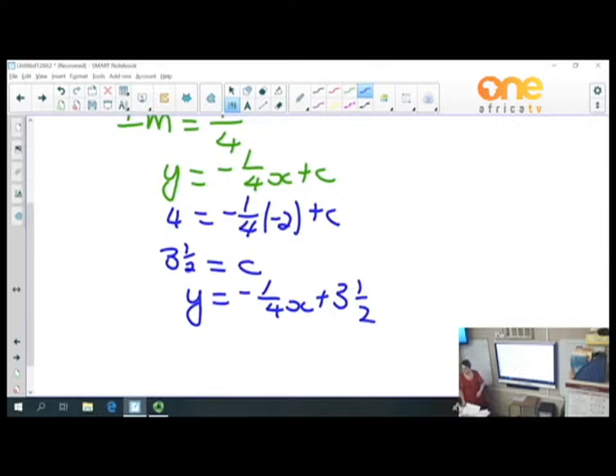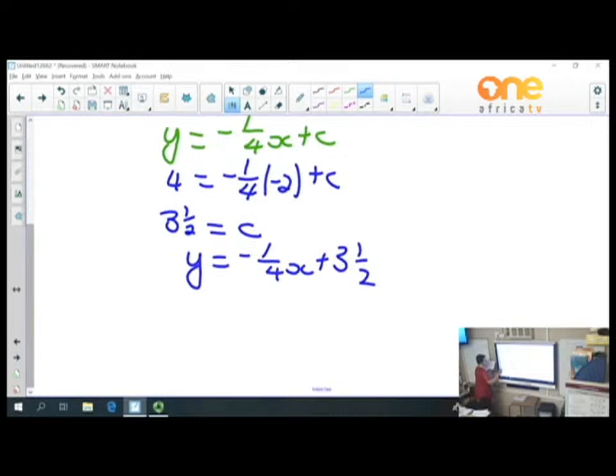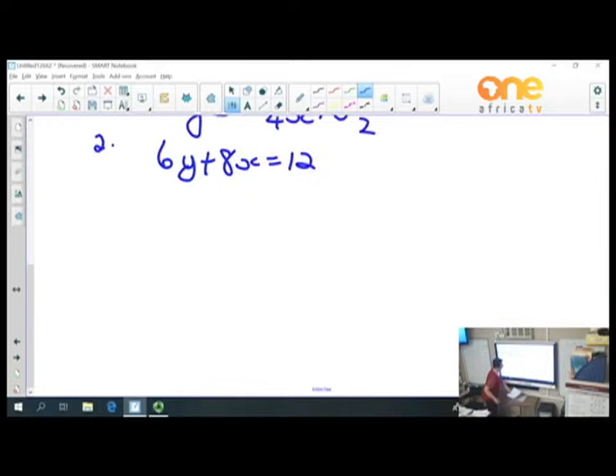Finding the equation with coordinate geometry, finding the equation. Right, number 2. So this one was also homework, up to there, try now 12. Find the equation of the line passing through (3, -4) and is perpendicular to the line 6y + 8x = 12. Now what makes this one difficult is I don't have the gradient.